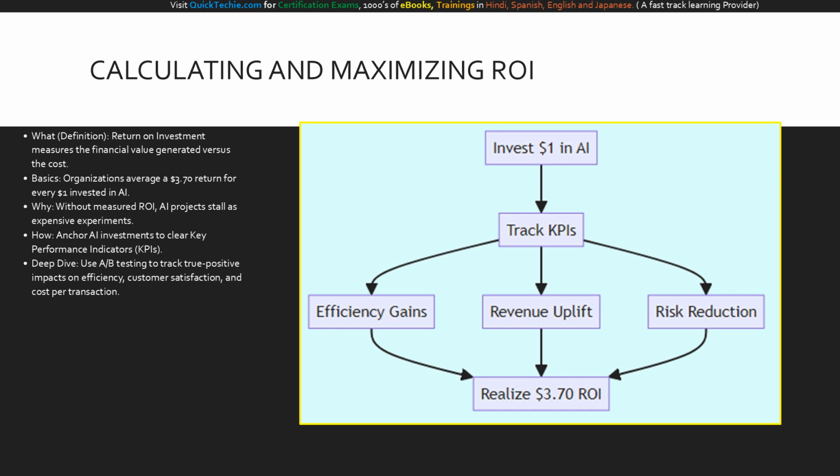Look at the journey of a single dollar invested in AI. It flows immediately into our KPI tracking engine. From there, the value branches into three distinct outcomes: efficiency gains, revenue uplift, and risk reduction. When these three areas are properly managed and optimized, they funnel down to generate that powerful $3.70 return on investment. If you skip the KPI step, the flow breaks.